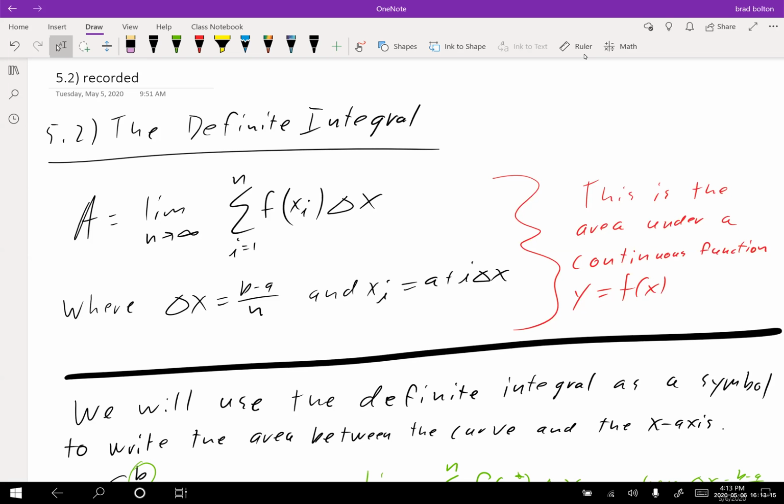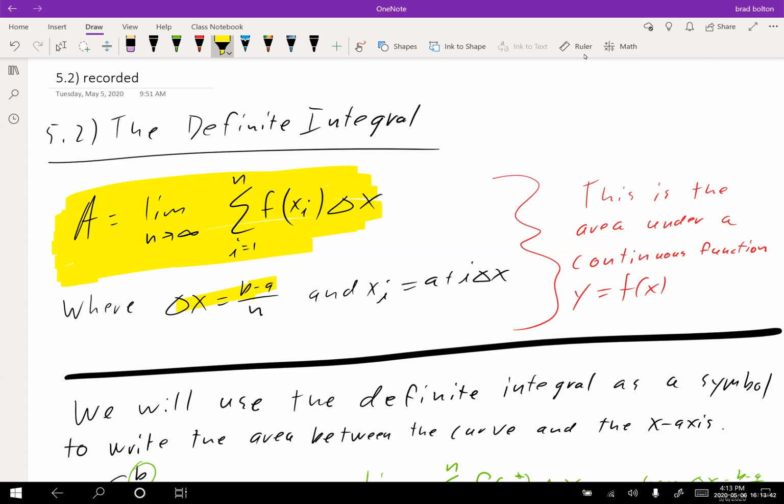Okay, you guys, so we're going to get started on 5.2, the definite integral. In the last class, we basically talked about this value right here. This is our infinite limit of the Riemann sum. And this is basically saying we're going to add up an infinite amount of rectangles, or approach an infinite amount of rectangles, and we're going to use that to try to represent the area between the curve and the x-axis. So this will be our representative.